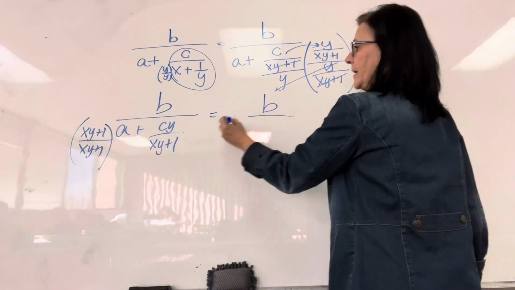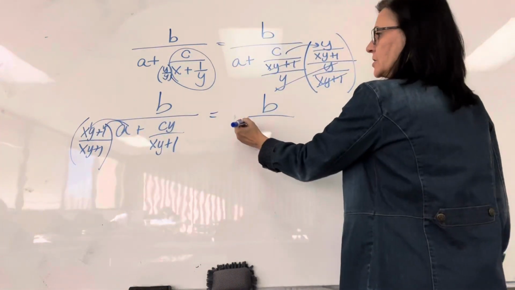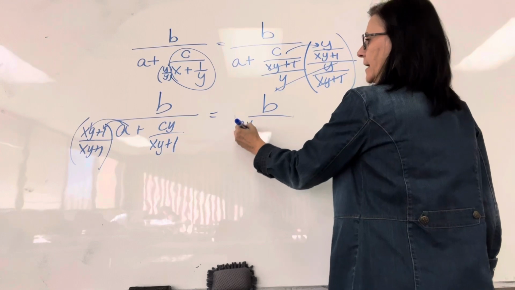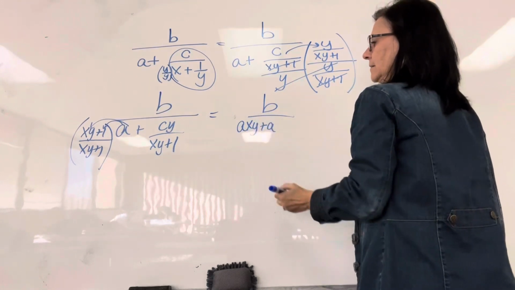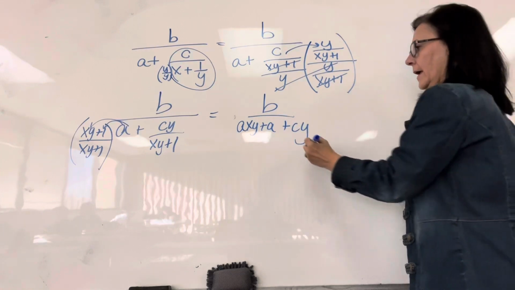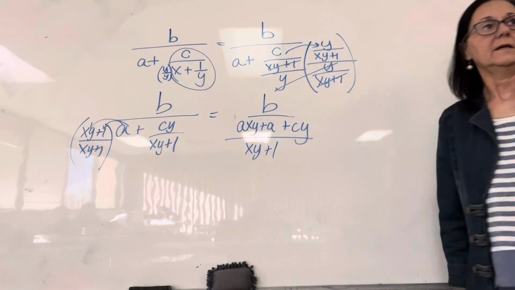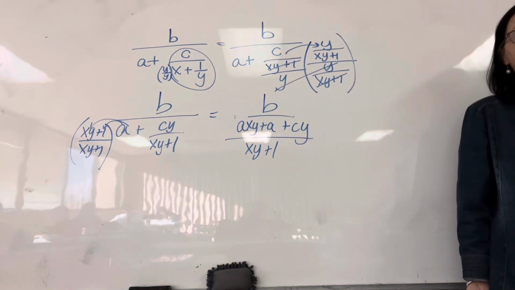So we end up with b. I'm going to distribute that a to both of the terms. So my first numerator is a xy plus a. My second numerator is just cy. And I write it over its common denominator. Making sense?